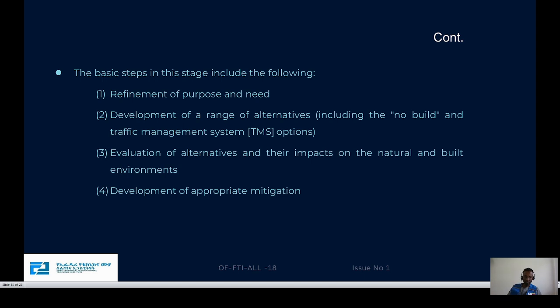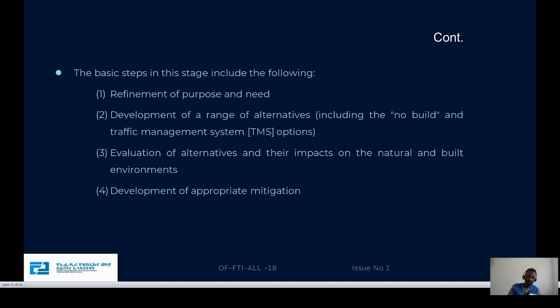For example, the purpose is increasing the capacity. Develop a range of alternatives. The first one is to mitigate the capacity by building a new road. The other option is changing the intersections from roundabouts to signals. The third option may be widening the width. The fourth is increasing the number of lanes. So related to the capacity, there are four or five alternatives to be placed.